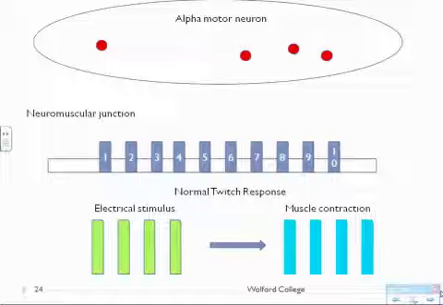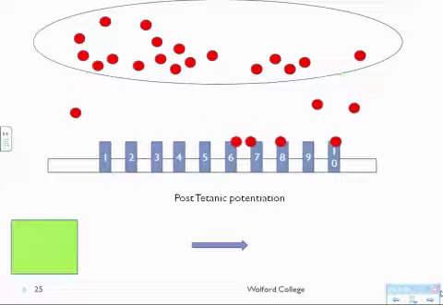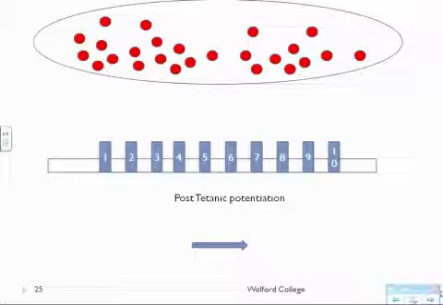Does that make sense? Is that more visual for you? Okay? Now, let's go now to post-tetanic potentiation. Post-tetanic potentiation is when I give a long period of tetanus, which means I'm giving the nerve a long period of time to release large amounts of acetylcholine into the site. So much so that the acetylcholinesterase cannot keep up. It cannot break down the acetylcholine fast enough.